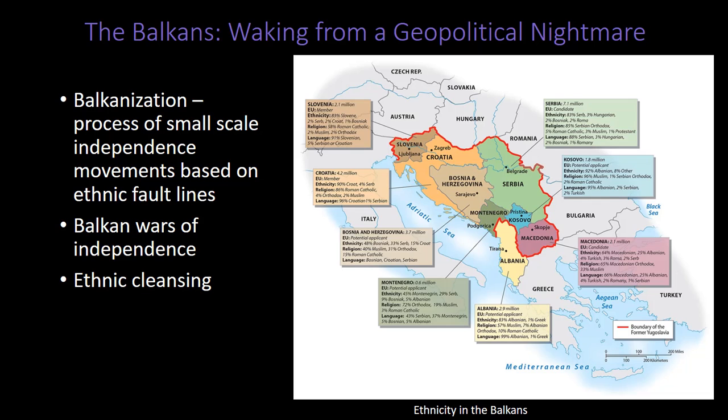We've seen this process of Balkanization, we call it. It's a process of small-scale independence movements based on ethnic fault lines. These were parts of empires that were carved up and redivided by foreigners, by outsiders, into new countries. And ethnic lines are not always clear, especially to outsiders. There are lots of different groups, lots of different stakeholders, and lots of different sides, and people's objectives aren't always the best. So in the 1990s, we saw this series of Balkan wars for independence. There were a lot of genocides, what we would refer to as ethnic cleansing movements.